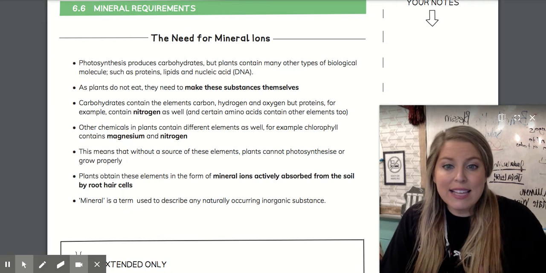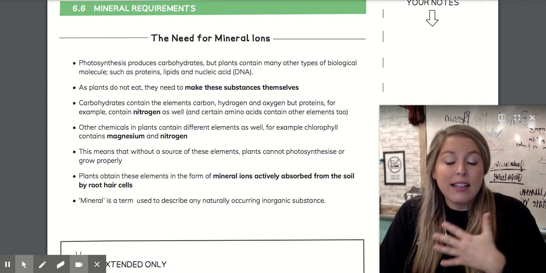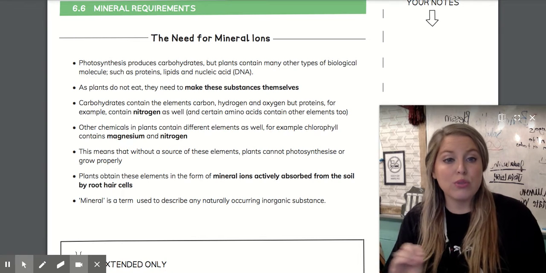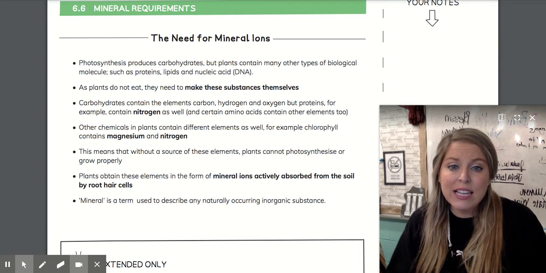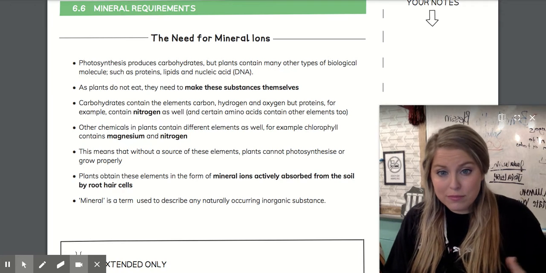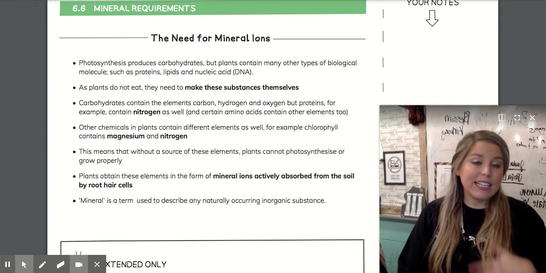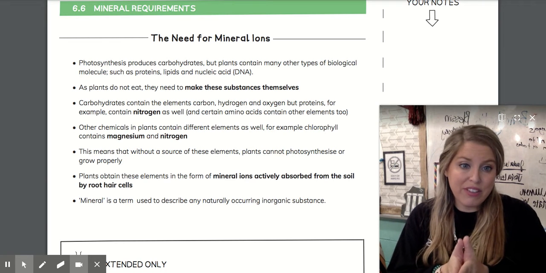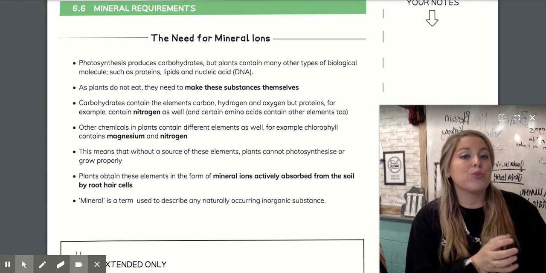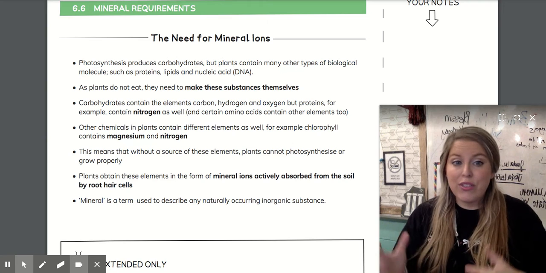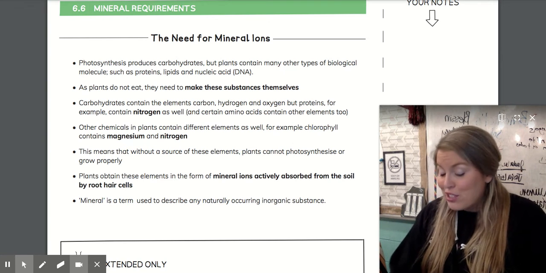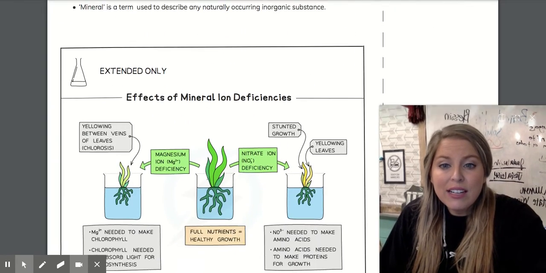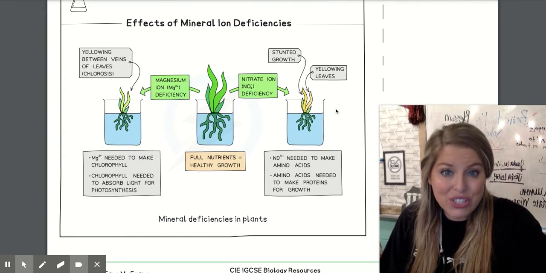So plants obtain these elements and mineral ions actively from the soil by the root hair cells, which we covered in the specialized cell unit. And some of these are naturally occurring in inorganic substances, but some of these can also be provided by the use of fertilizers or the use of organic material that we can add to the soil to help our plants get that. Now, if we look further down here, you can see the effects of mineral deficiencies.